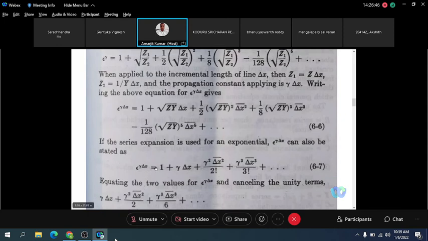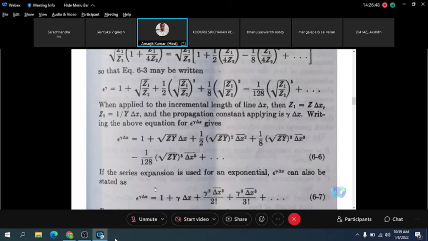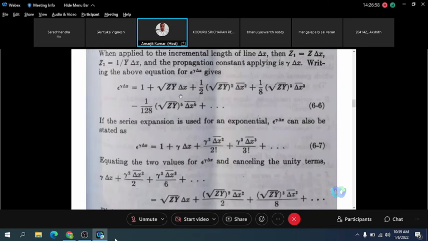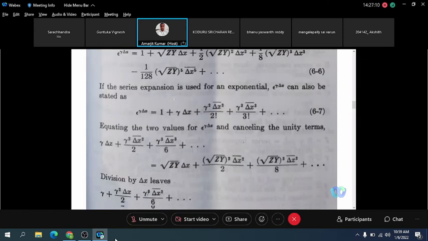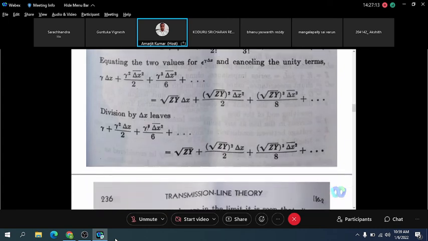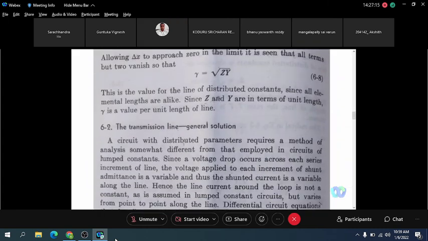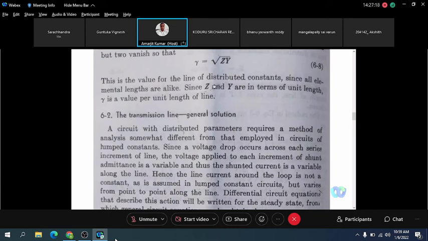Okay, so if we equate this, LHS is equal to RHS, and LHS is here e to the power gamma delta x, and put Z1, Z2 in terms of this delta x. So what we will get finally? You equate this, so what you will get? Gamma is equal to under root ZY. It is clear, gamma is equal to under root ZY. Any term you can take, you will get the same thing. So gamma is equal to under root Z into Y.